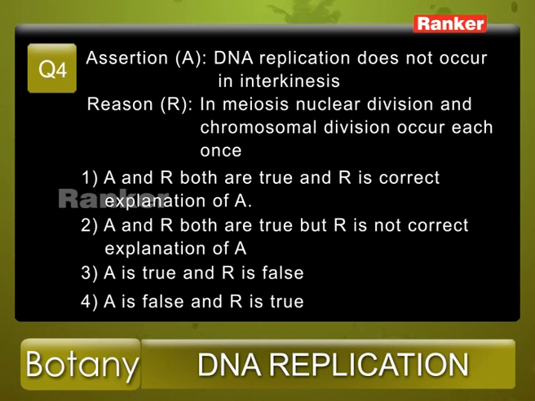Option 1. Assertion and reason both are true and reason is the correct explanation of assertion. Option 2. Assertion and reason both are true but the reason is not the correct explanation of A. Option 3. Assertion is true and reason is false. Option 4. Assertion is false and reason is true.